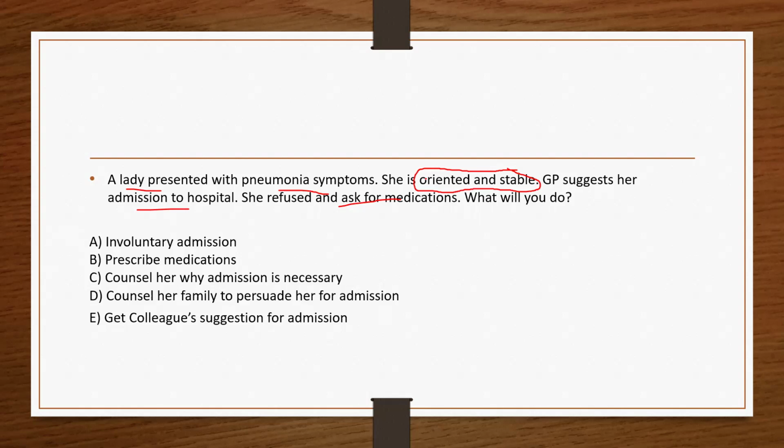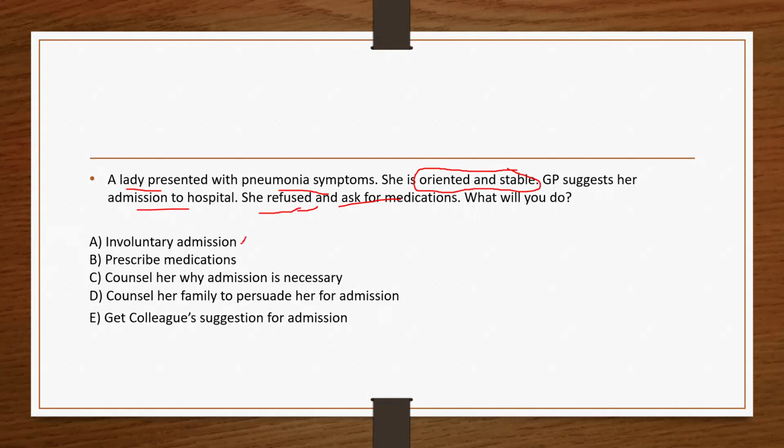You should remember that. So here this patient is oriented, stable. She has pneumonia symptoms. She might deteriorate. That's why the GP is addressing her to hospital. But she's refusing. So that's her decision. That's her autonomy. So you can't force her to get admitted. But what can you do? So let's go through the answers.